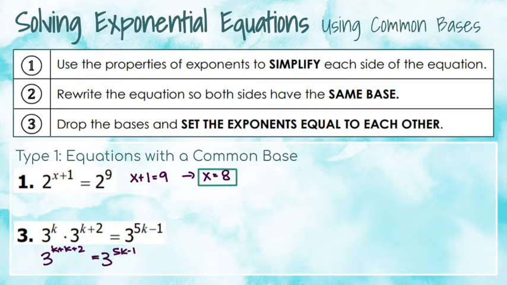Okay, so now we have like bases, and we have the same thing equal to each other. So we can just set those exponents equal to each other. So I'm going to simplify it now to 2k plus 2 has to equal 5k minus 1. And whenever we solve that, we are going to get k is equal to 1.